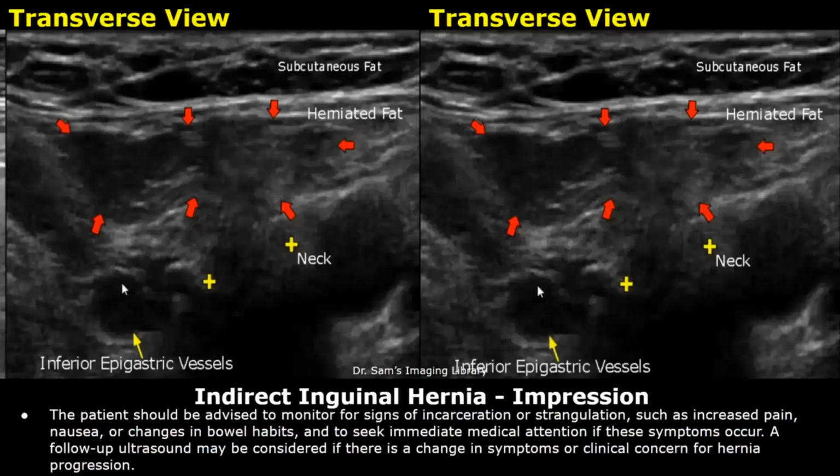The patient should be advised to monitor for signs of incarceration or strangulation, such as increased pain, nausea, or changes in bowel habits, and to seek immediate medical attention if these symptoms occur. A follow-up ultrasound may be considered if there is a change in symptoms or clinical concern for hernia progression.